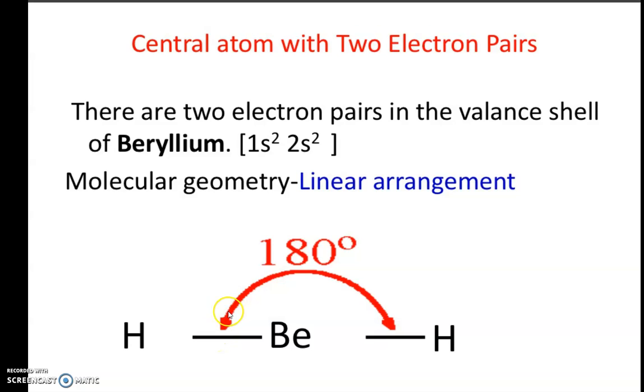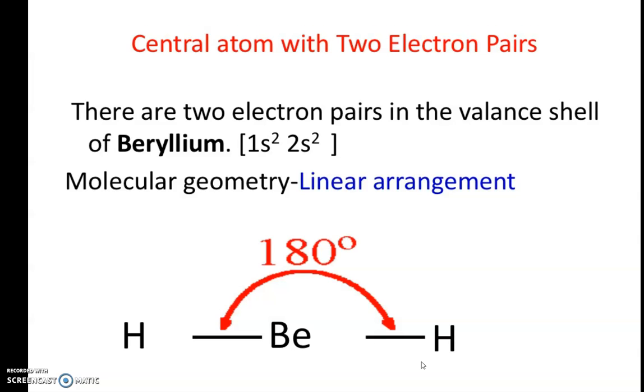This bonded pair of electrons will repel each other. So in order to decrease the repulsion, the electrons will arrange in this manner, totally 180 degree. The bond angle is 180 degree. This arrangement, this 180 degree angle arrangement, is known as linear arrangement, because here you can see they are in the same line.